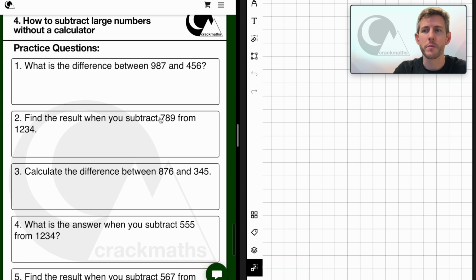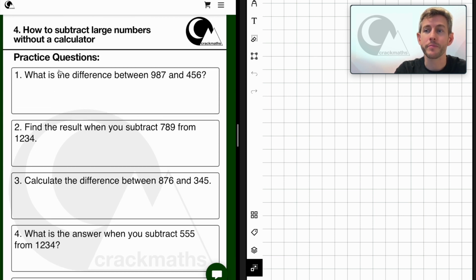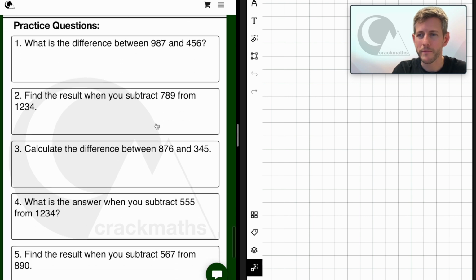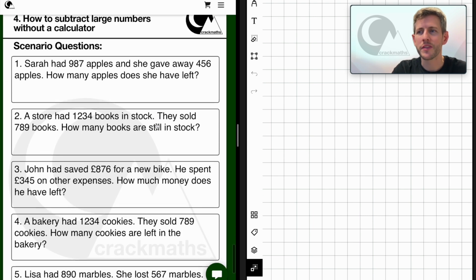Before we move on from the practice questions, I just want to take a quick look at some of these words. A clear word that you're going to come across in subtraction questions is the word difference. So what is the difference between 987 and 456? That simply means, what is this number take away that number. We think of the difference as just a standard, positive number. So when calculating the difference between two numbers, you always do the largest number take away the smallest number. Okay, so let's have a look at these scenario questions.